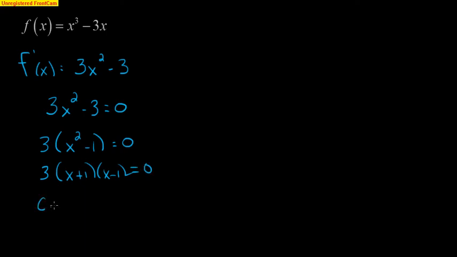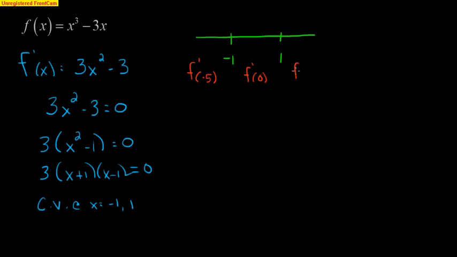So I know that my critical values are at x equals -1 and +1. Alright, so now what I want to do is set up my number line, and I'm going to put -1 and +1, and pick test values for the derivative. I'm going to pick f prime of -5, f prime of 0. 0 is always one you want to pick if you can, because that's easy to plug in. And f prime of, I'll just pick something like 10.